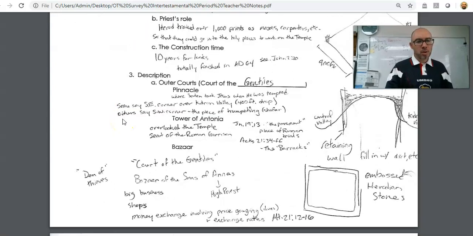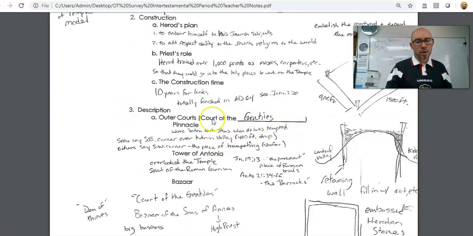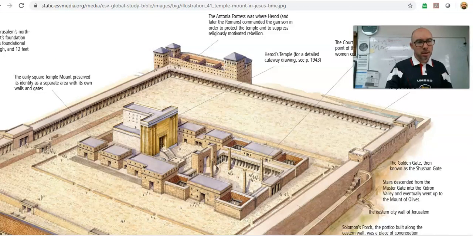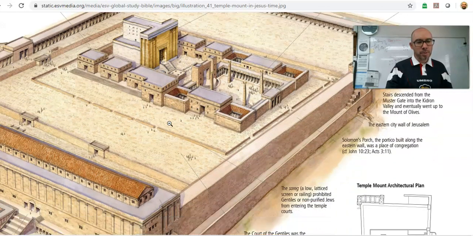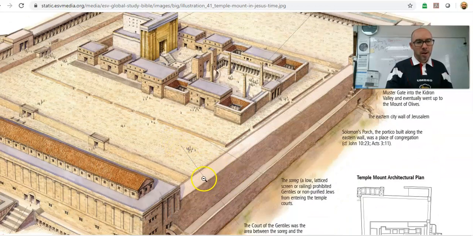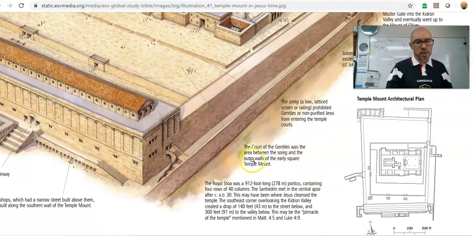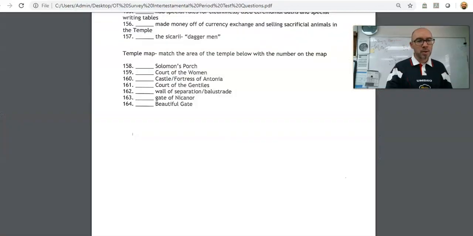The description of the court here: first the outer court, or the court of the Gentiles. Again, find that on your map or go to esvmedia.org and pull up their beautiful picture of the Temple Mount. We're looking at this part out here outside of that fence, the court of the Gentiles. On this picture it would be out here. Gentiles are allowed in certain parts outside the gate.